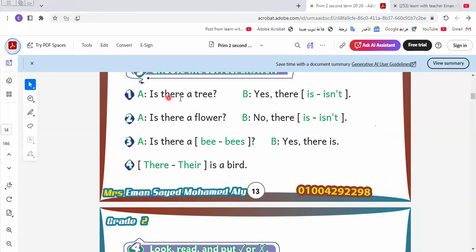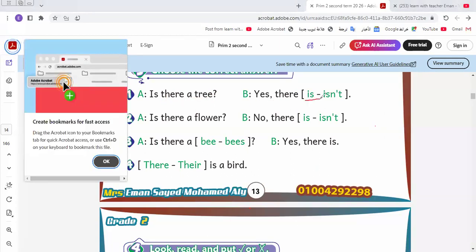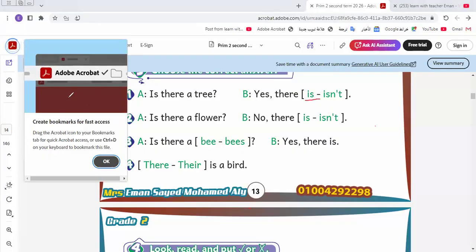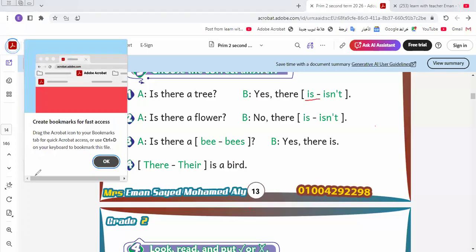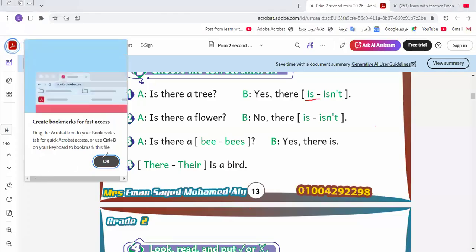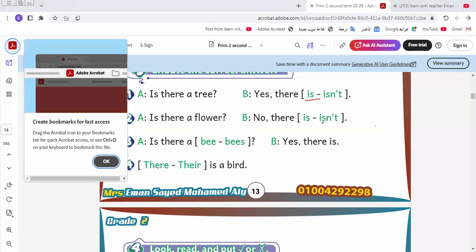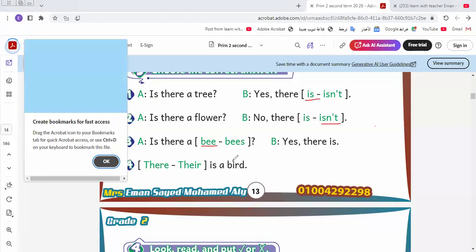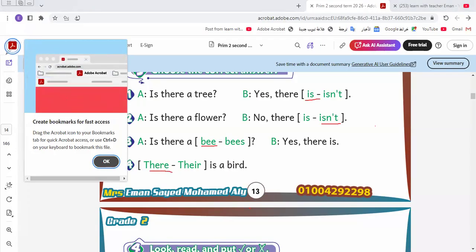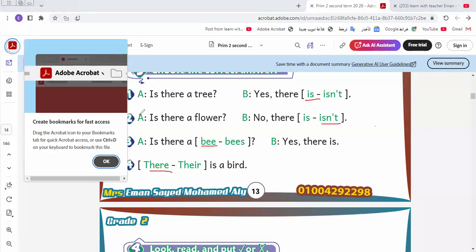Here we say, if there are three, it will be yes, there is, or no, there isn't. Yes, we answer by yes. So the answer will be yes, there is. Let's go to, is there a flower? No, there isn't. Is there a bee? Yes, there is.